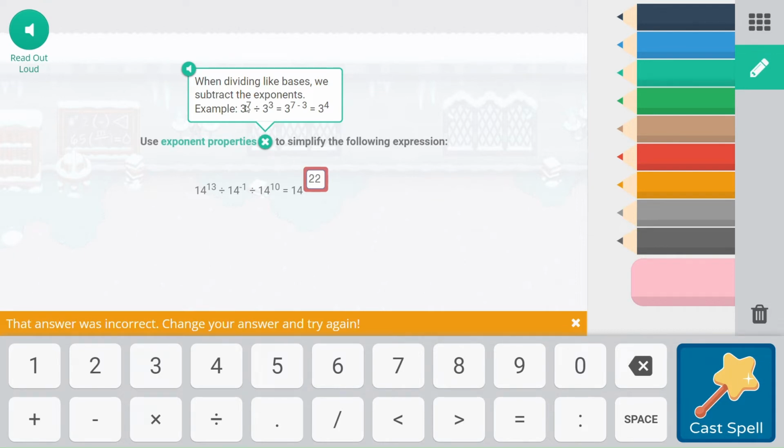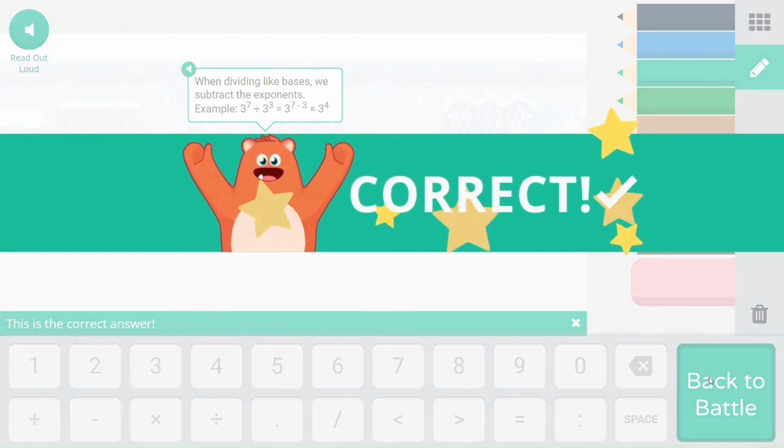So example with 7. Oh, this is division. Okay, so let's go ahead and when dividing like bases, we subtract the exponents. Okay, so we're subtracting, apologies. So 13 minus 13. So 7 minus 3. So we have 13 plus 1 would be 14. So this should be 14 to the power of 4, I believe. Please let it be right. Yes! Okay, awesome. We got Stampede.